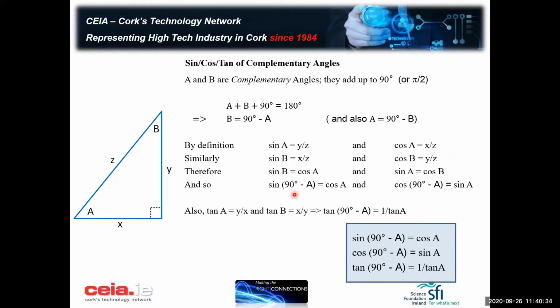And generally speaking, sine of 90 degrees minus an angle is the cosine of that angle. The cosine of 90 degrees minus an angle is the sine of the angle. Now, less commonly used is the tan of 90 degrees minus A, but you'll see that since you're replacing Y over X by X over Y, you get that the tan of 90 degrees minus A is 1 over the tan of A. And again, I've collected those three results in a box down here because they are also to be remembered.